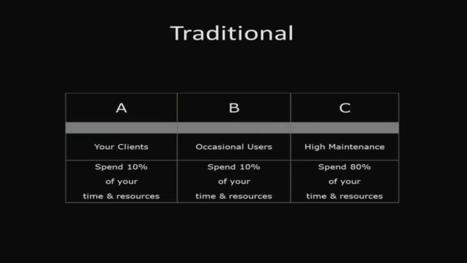I believe that there are three kinds of customers in a small business. There's your A clients, that's your premium clients. And there's your B clients. And your B clients are people that may or may not use you. I call them occasional users. They occasionally might use your products and services, but they're not loyal to you and they may use your competitors. And then you have your high maintenance.